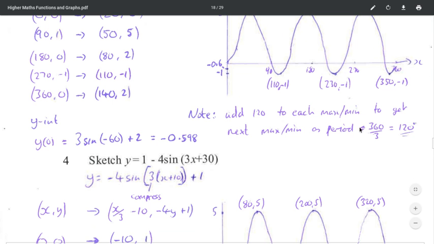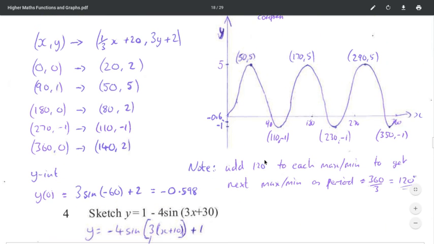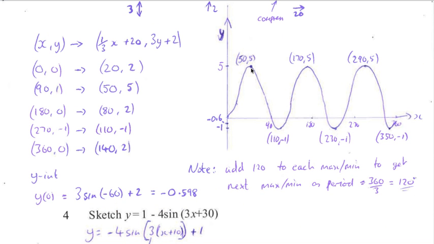The period, rather than being 360 degrees, will be 120 degrees, which comes from 360 divided by 3. So the maximum turning point here is 50, 5. So there'll be another one occurring 120 degrees later, and then a further one occurring another 120 degrees after that. And in a similar way, the minimum turning point at 110, negative 1. Then we've got another minimum turning point there, and another there.